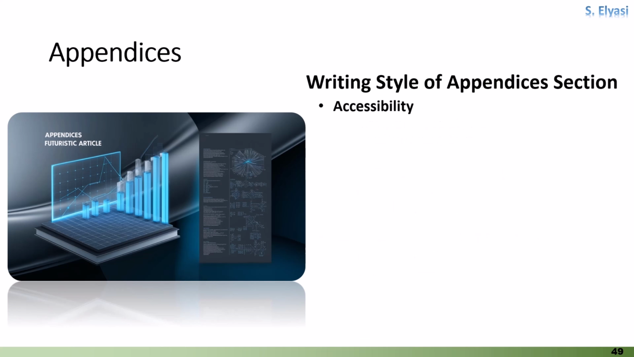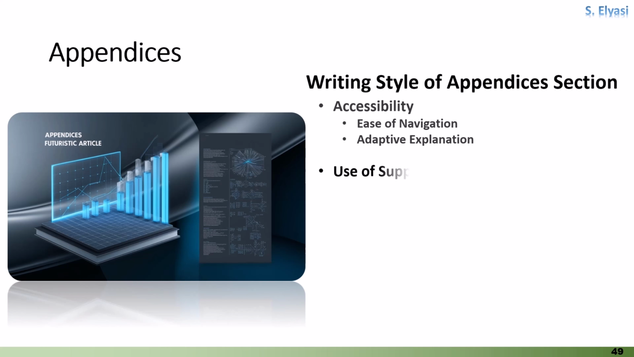Accessibility. Ease of navigation. Appendices should include a table of contents or an index if they are extensive. Cross-referencing within the appendices and linking sections mentioned in the main text directly to their detailed exposition in the appendices helps in navigating the document efficiently. Adaptive explanation. While the appendices are detailed, the explanation should be adaptable to both expert and novice readers in the field. This may involve balancing technical detail with general readability.